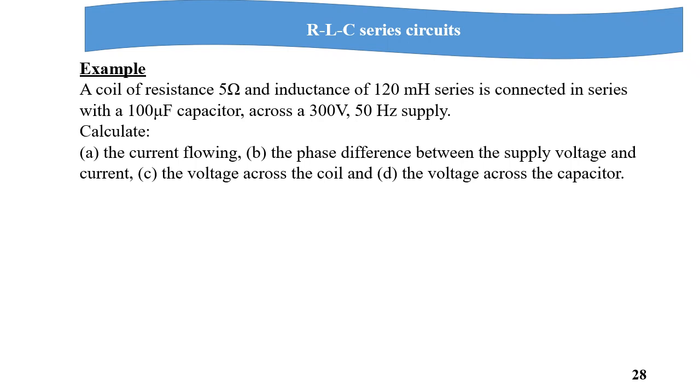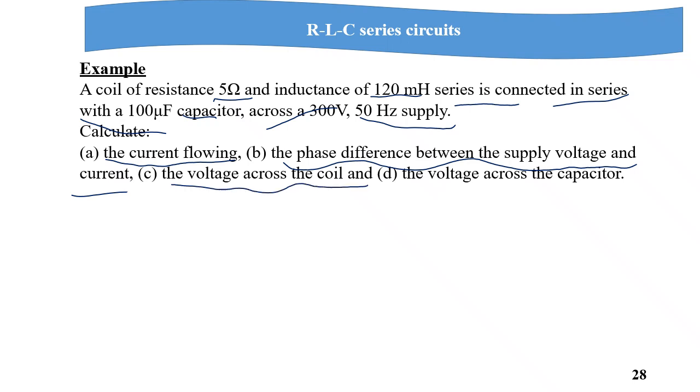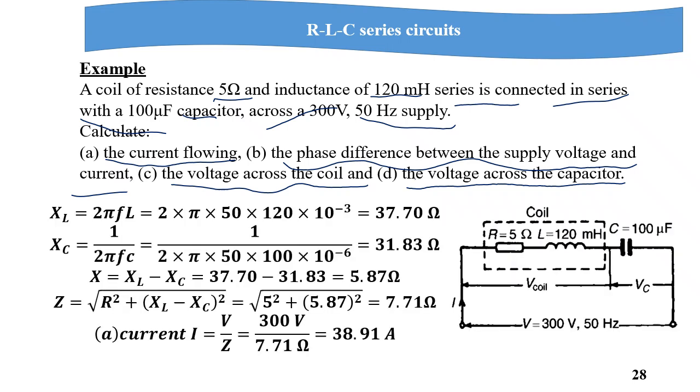A coil of resistance 5 ohm and inductance 120 millihenry is connected in series with a capacitor of 100 microfarads, across a 300 volt 50 hertz supply. The current flowing is the first required, and the phase difference between the supply voltage and the current is the second required. The voltage across the coil is the third required, and the last one is the voltage across the capacitor. First of all, we get the reactive element reactance.